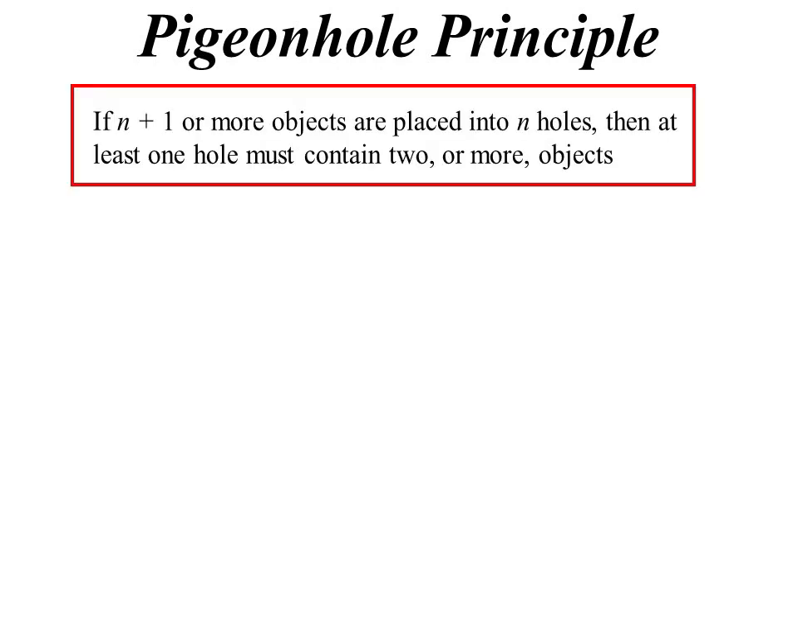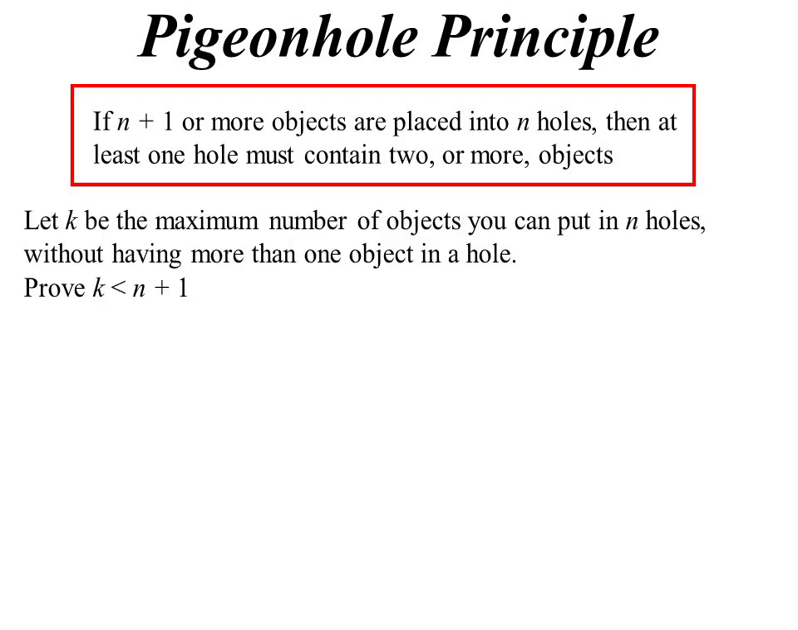Our pigeonhole principle, a very basic idea. If we have n plus 1 or more objects and we have to place them in n containers, holes, call them whatever you like, then at least one of those holes must contain 2 or maybe more objects. Okay? That's the idea.